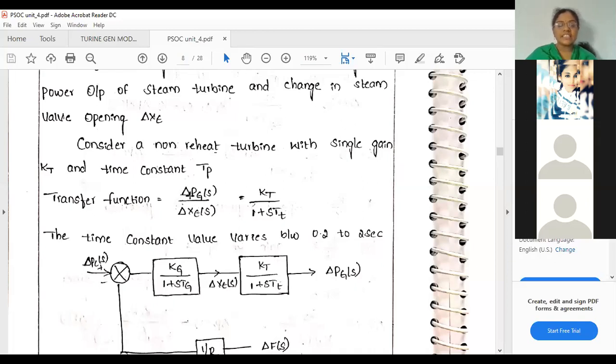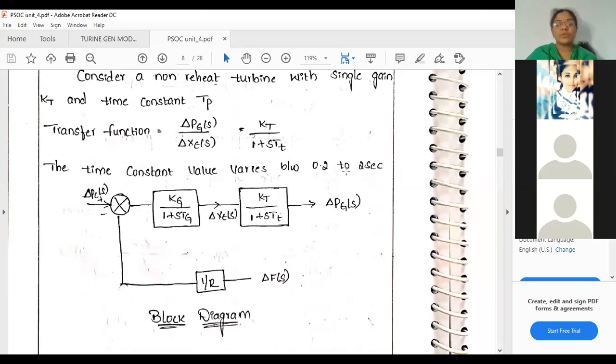So this is output by input, which we define with respect to gain and time constant, that is KT by 1 plus ST. T here is the turbine time constant, and its value varies between 0.2 and 2 seconds. Why is the time constant varying? Because as the steam flows through the high pressure turbine, intermediate pressure and low pressure turbine, there is a time lapse between the flow of steam from high pressure to low pressure. So here we are considering 0.2 to 2 seconds.